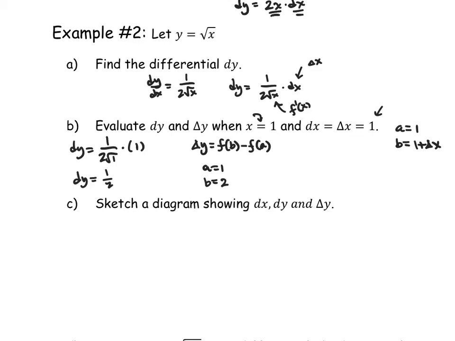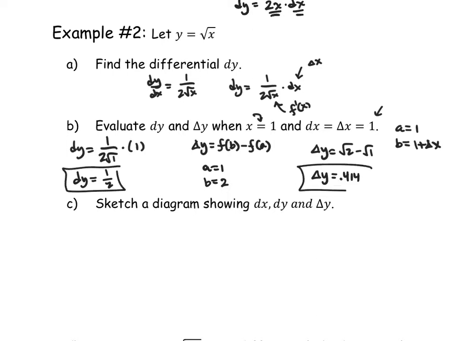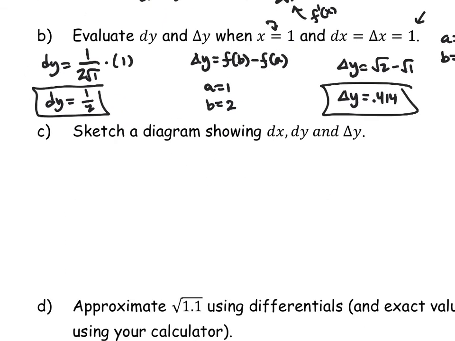Let's find delta y. Delta y is the actual change in the square root function, and we'll see that visually in part C here. So f of b, that's the square root of 2, minus f of a, that's the square root of 1. So the actual change, delta y, with a calculator, I believe comes out to be 0.414. So you can see how I estimated a change of 1/2, but the actual change was 0.414. Let's see that happen on a graph here.